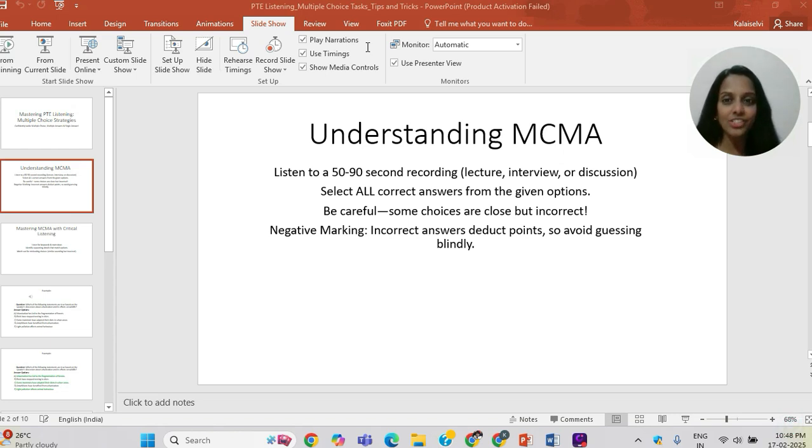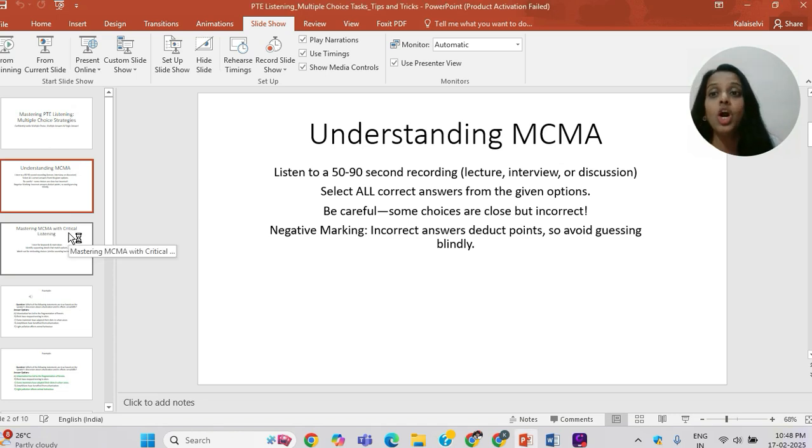Okay? And the challenge here is some options are very close, but not quite right. So you need to analyze carefully before selecting that. And remember, negative marking exists. You lose points for incorrect choices, so don't just guess blindly.